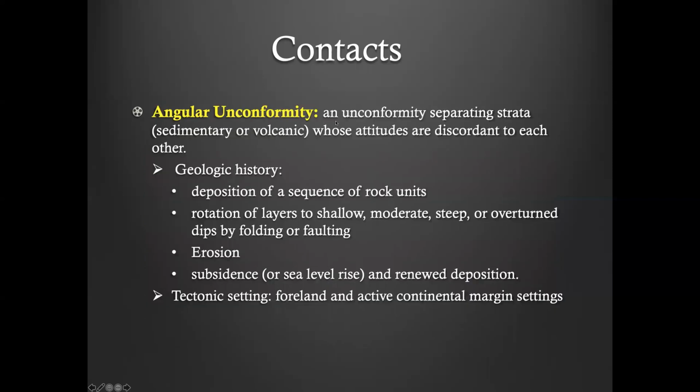An angular unconformity. An unconformity is separating strata, sedimentary or volcanic, whose attitudes are discordant to each other. In other words, some of the beds are dipping and some are horizontal. Geologic history. You have deposition of a sequence of rock units. Now we have rotation of the layers to shallow, moderate, steep, or overturned dips by folding or faulting. We have erosion. Then there's subsidence or sea level rise, and you have renewed deposition over top of that. This is going to have a tectonic setting of what's called a foreland or active continental margin setting. We're going to talk about foreland and active continental margins later on in the semester as we get more into plate tectonics.